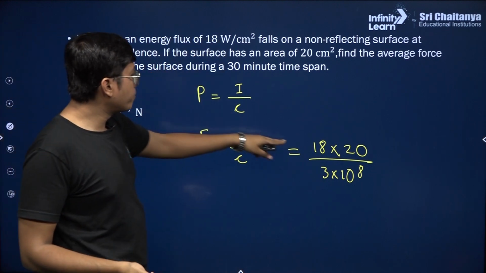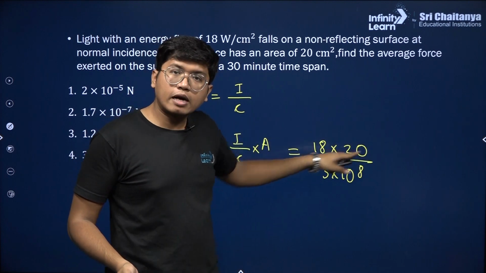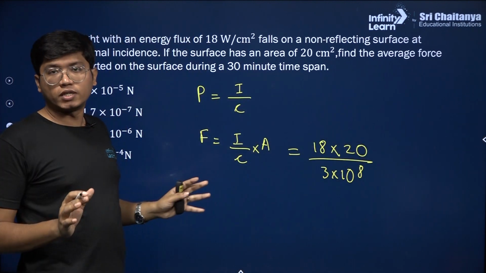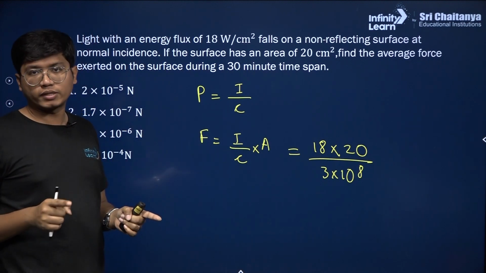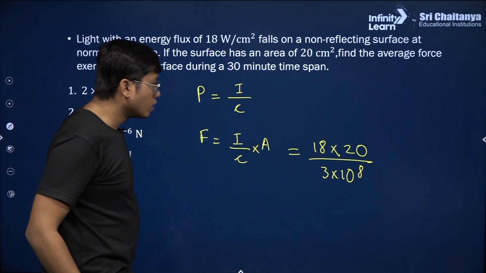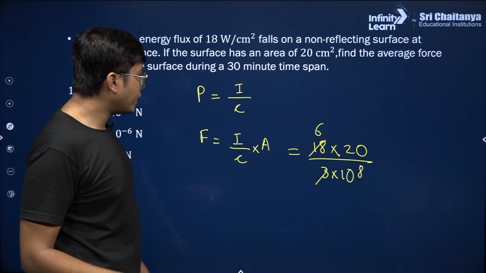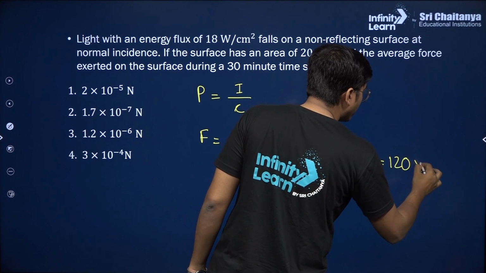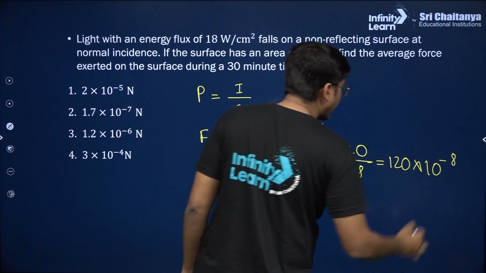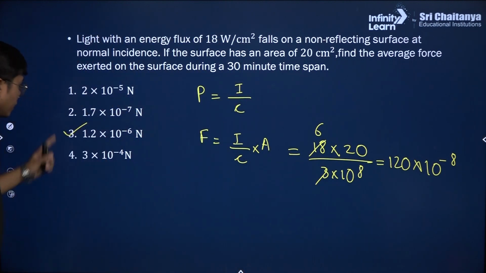See, 18 centimeter square would have been down, 20 centimeter square would have been up, they would have cancelled out, and that is why I don't convert. If you have any centimeter square remaining, you will have to convert it to SI. So be careful of that. Now from here this can go with 6. So you have 6 into 20, that is 120. 120 into 10 to the power minus 8, that is 1.2 into 10 to the power minus 6. Do we have that? Here we have it, that is option 3 over here.